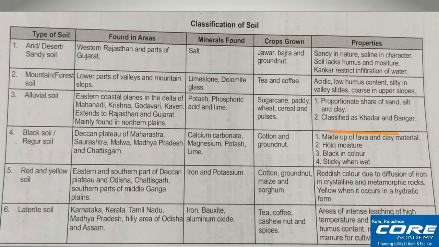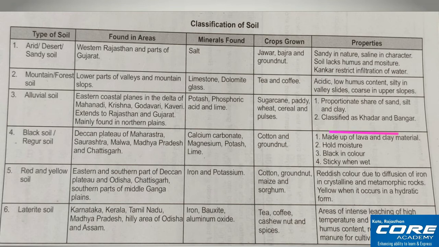This is the very special thing about alluvial soil: you can divide it into two parts on the basis of age. That is, one is khadar and the second one is bhangar. Khadar is the new alluvial soil and bhangar is the old alluvial soil. Right? I hope this is clear to all of you.